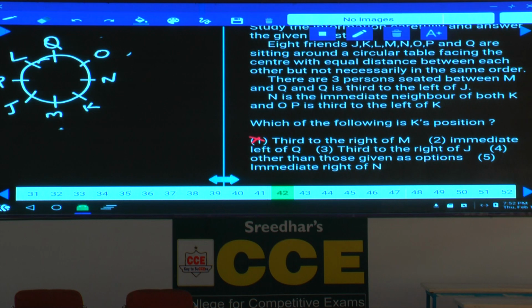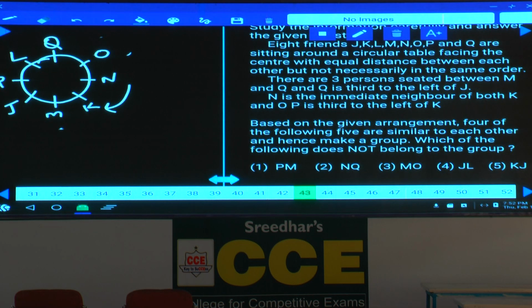And choice 5, immediate right of N, K is an immediate right of N, true or false? This is again false because K is an immediate left of N rather than right hand side. Hence all the choices false. That means none other than the options given, that is choice 4. 42 choice 4. Then question number 43, based on the given arrangement 4 of the following.